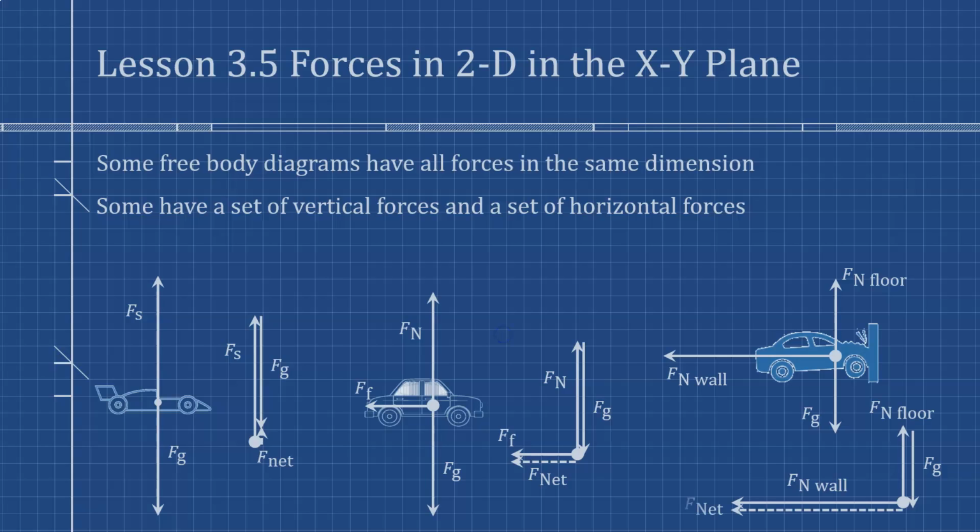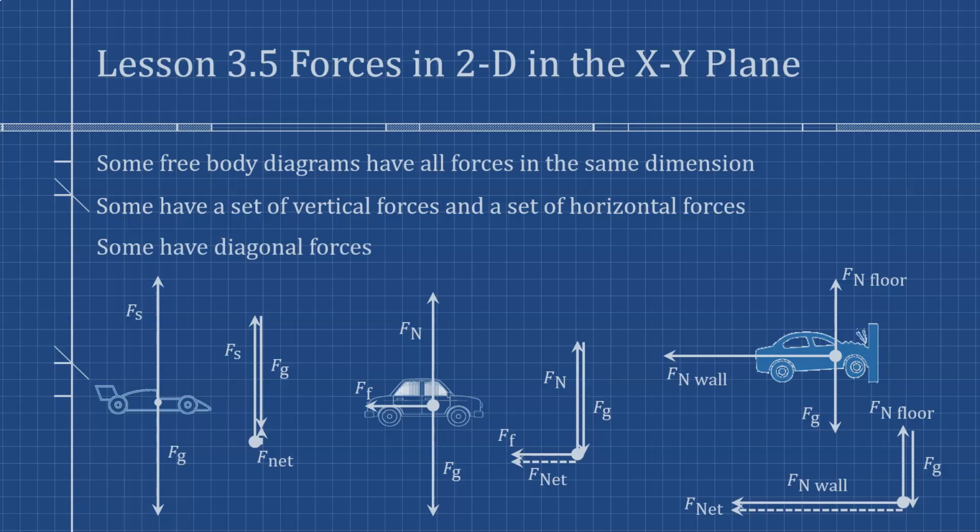And then my net force is going to be pointing in the direction of the force from the wall. Once again, my net force is in the horizontal dimension because my vertical force is canceled. These are the types of problems we've been working so far. What's different about forces in 2 dimensions in the xy plane?